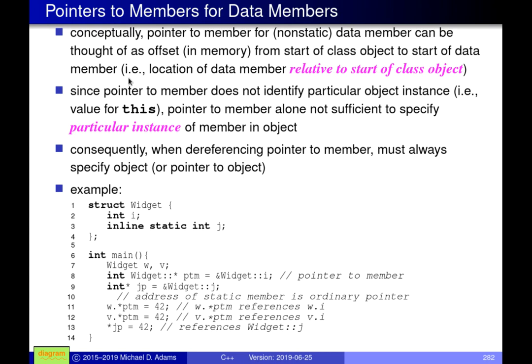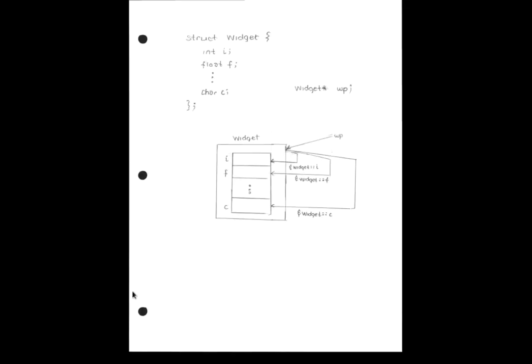And a good way to conceptualize the notion of a pointer to member, in the case of data members, is to think of it as an offset from the beginning of the object to the place where the data member starts. Maybe I can illustrate this by way of a picture here.